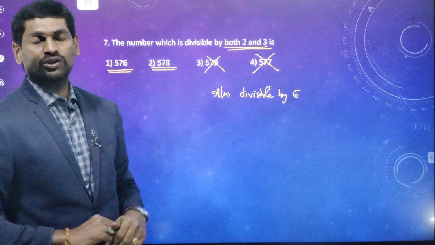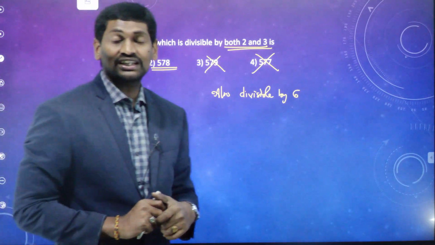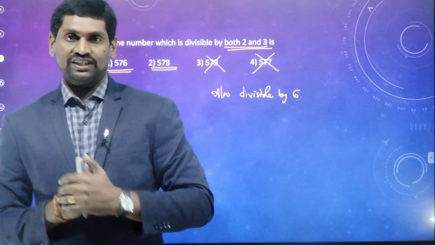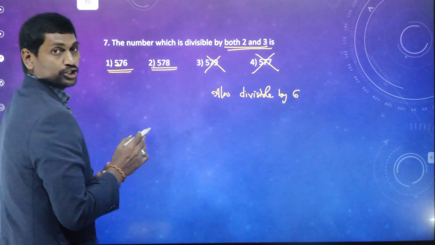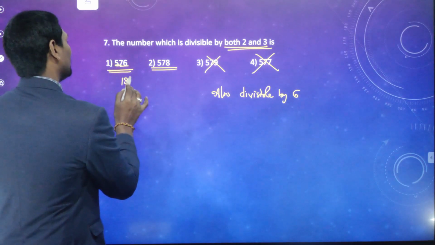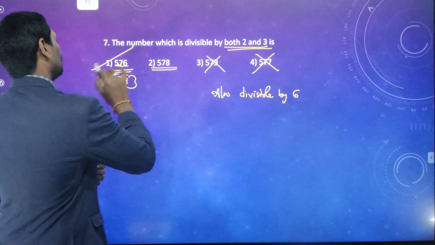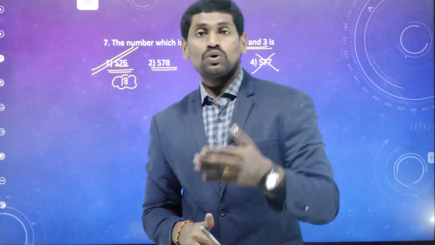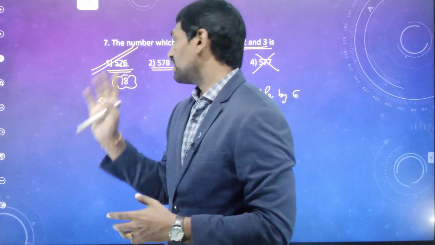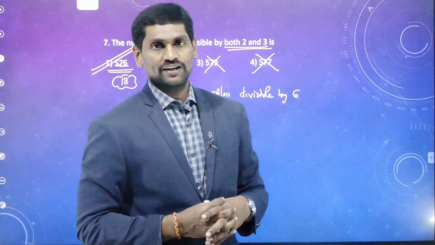Next, coming to the divisibility rule for 3. What is the divisibility rule for 3? Sum of digits is a multiple of 3. So let us add the sum of digits. 5 plus 7 is 12. 12 plus 6 is 18. Yes, 18 is a multiple of 3. So the first option is following the rule for 2 and the rule for 3. Then this number is our required answer.